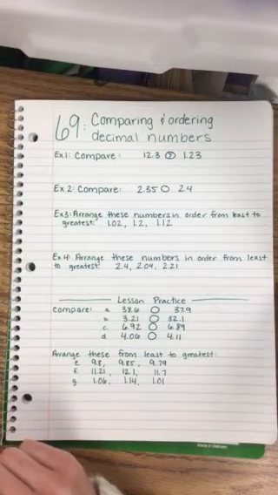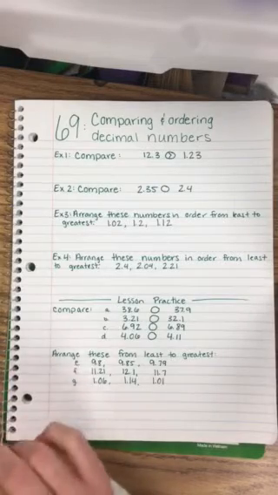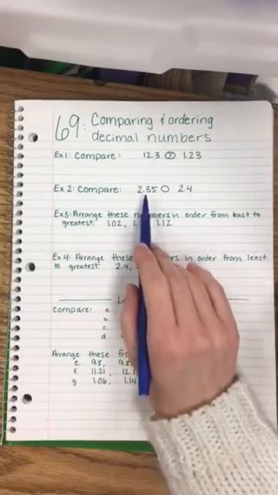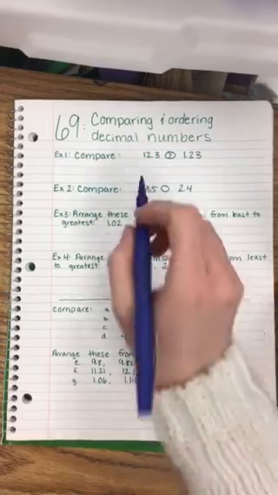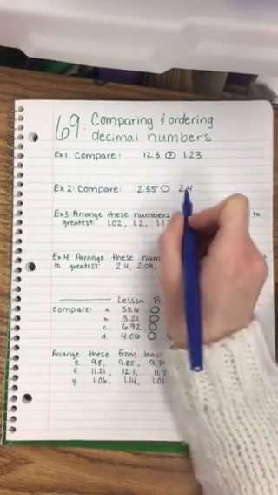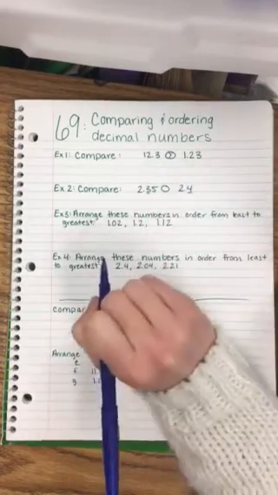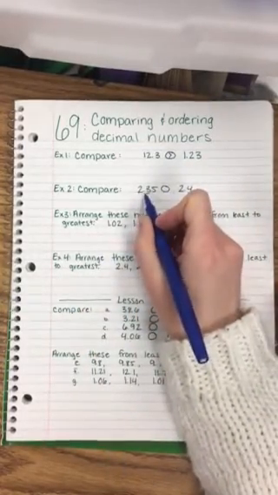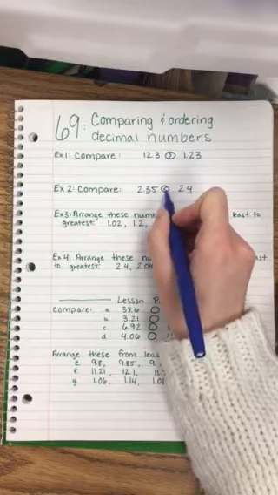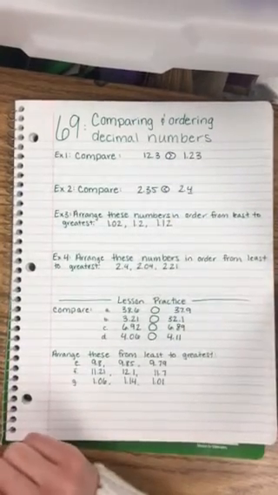Example 2. Compare 2.35 to 2.4. So you've got to look at the whole numbers, which are the same. In the tenths, though, you've got a 3 and a 4. So 2.35 is less than 2.4.